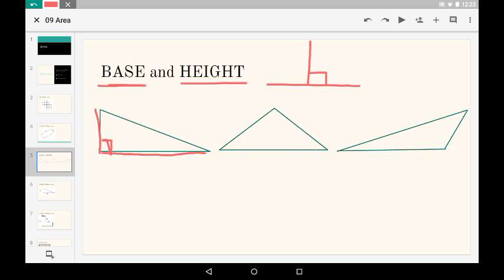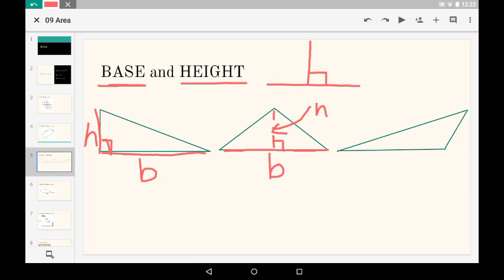In a triangle like this, if this is our base, we don't have any sides that meet it at a right angle. So there would have to be an imaginary line down the middle like this that meets it at a right angle. And this would be the height, and this would be the base. Over here, base and height.